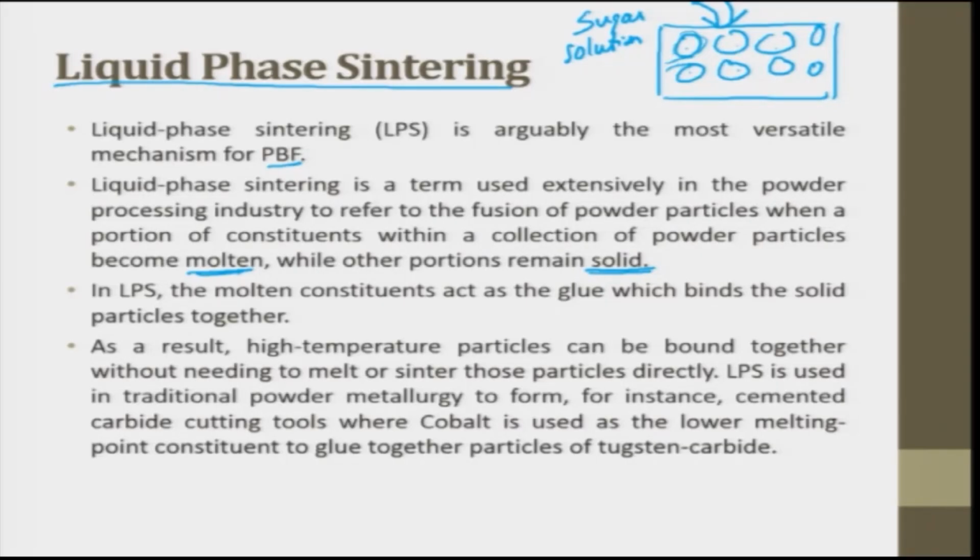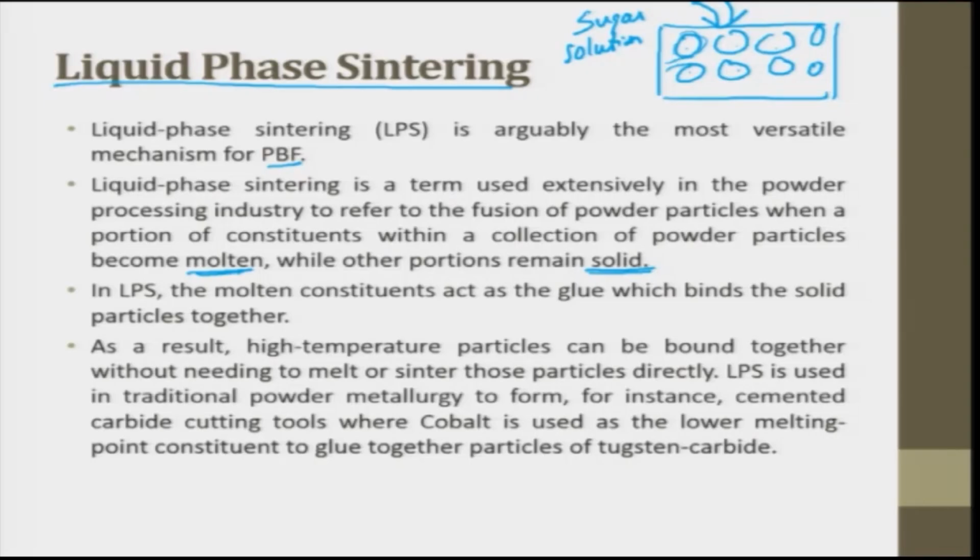But in selective sintering, what happens? You try to coat the powder properly, and the laser, when it hits, tries to melt the portion which is coated alone. So, the fusion of the powder particles, when a portion of the constituents within a collection of powder particles becomes molten, while the other portion remains solid. In liquid phase sintering, the molten constituents act as a glue which binds the solid particles together. So here you don't have to worry about melting the nut even, because all you have to do is melt the coating layer, whatever is there.